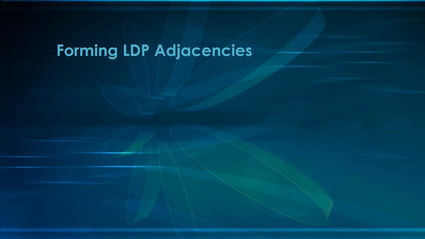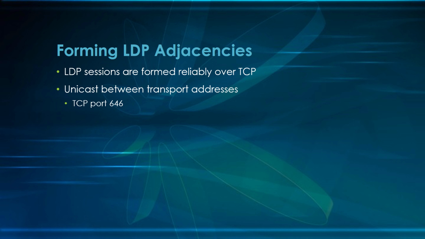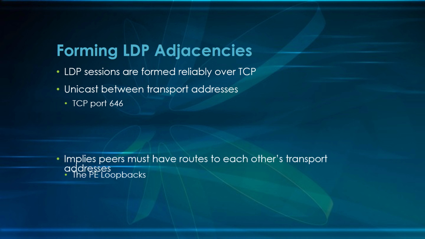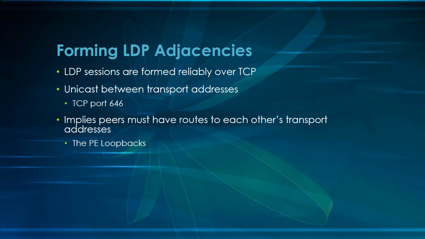You'll see what that looks like once we actually go through and take a look at it. Now, forming LDP adjacencies. LDP sessions are formed reliably over TCP. This is after you've discovered your adjacency. Unicast between the transport addresses is TCP 646, and this implies peers must have routes to each other's transport address. These loopbacks that we keep referring to must be routed.